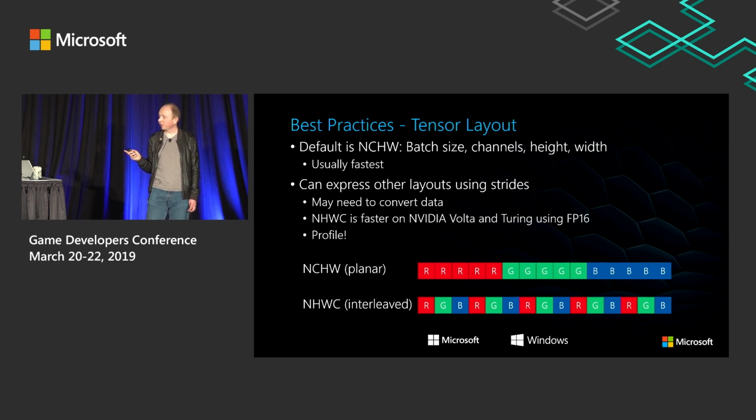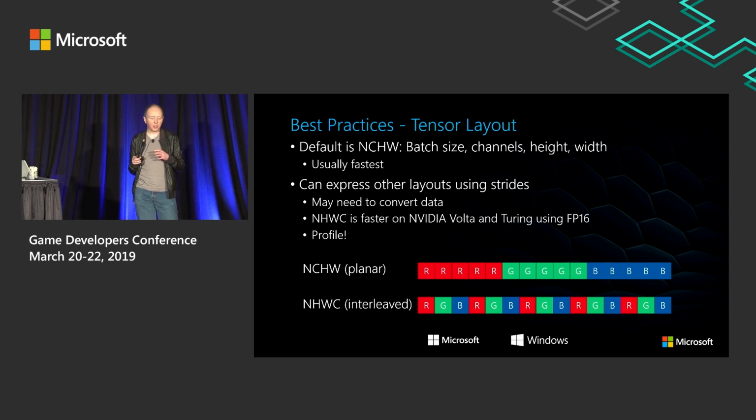Related to that is tensor layout. So as Adrian mentioned, tensors are essentially usually four-dimensional matrices. And when you store those in linear memory, you have to decide how you lay them out. The default in DirectML is what we call NCHW, which means the first dimension is batch size, then the channels, then the height, and then the width. You can think of this as a planar format if you're familiar with that from graphics. For a standard 3-channel RGB image, you'd lay it out with all of the R values first in memory, then the green, and then the blue. This is the default because it's usually the fastest option. But if you need to, you can change this using a strides parameter on your tensor description. Again, you may need to convert the data just depending on how it was originally laid out.